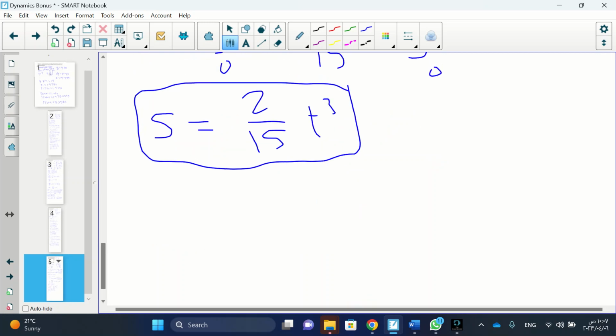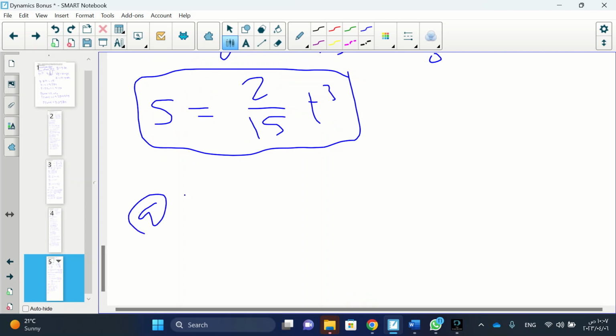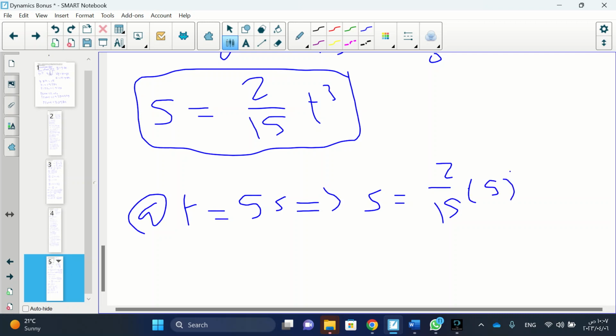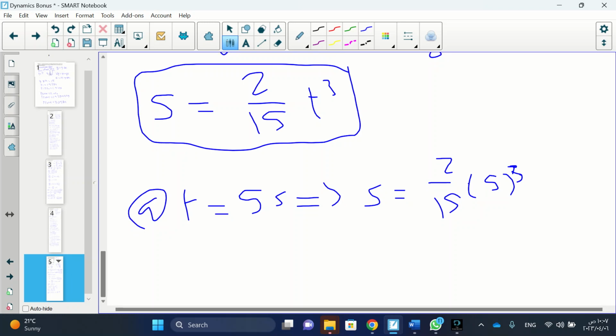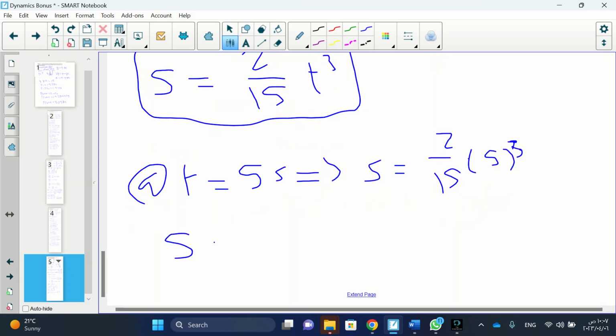Now we can just say at t equals 5 seconds, s will equal 2 over 15 times 5 to the power 3. So this will equal 16.67 meters.